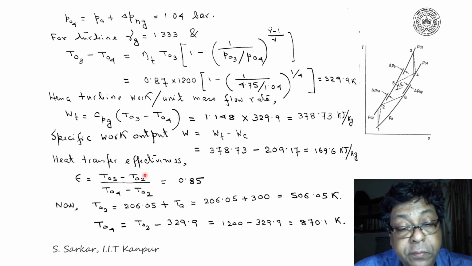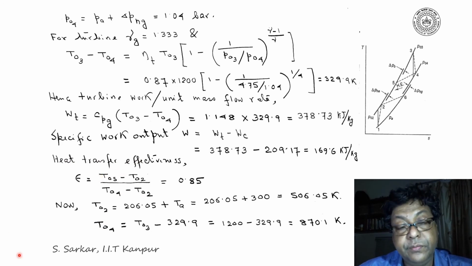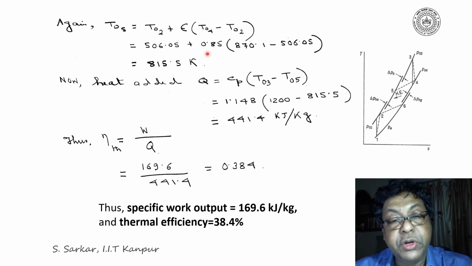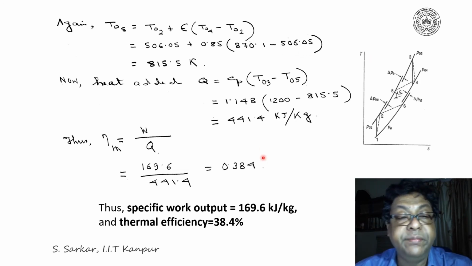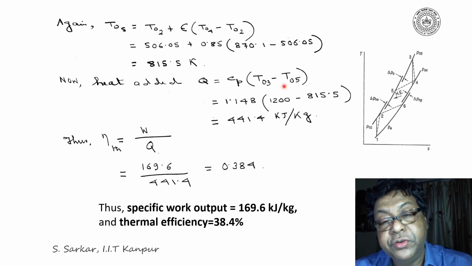Now, if you put the values of T02 and T04 into this expression of heat transfer effectiveness, I can get T05. Now, I can write T05 is equal to T02 plus epsilon into T04 minus T02. All the quantities are known here. So T02 is equal to 506.05, epsilon equal to 0.85, within bracket 870.1 minus 506.05. If you do the calculation, T05 would be 815.5 Kelvin.